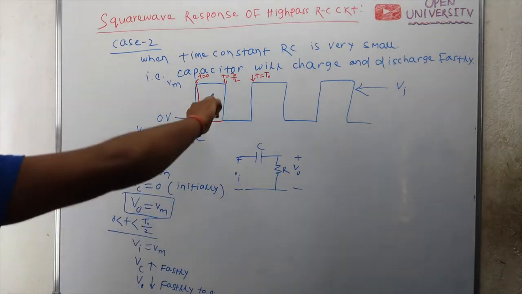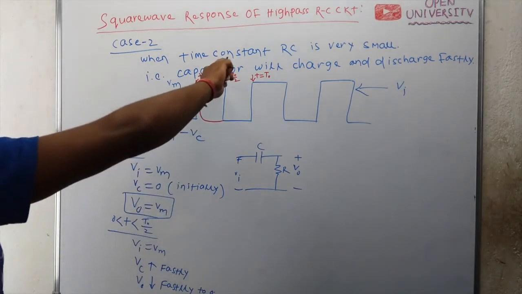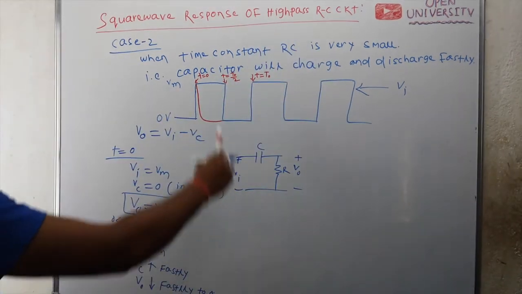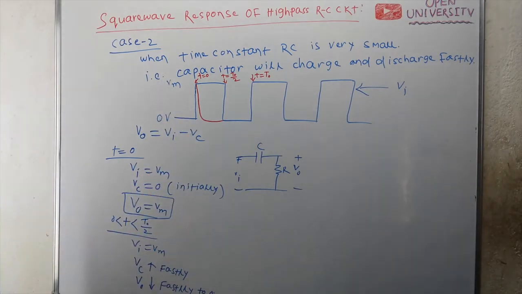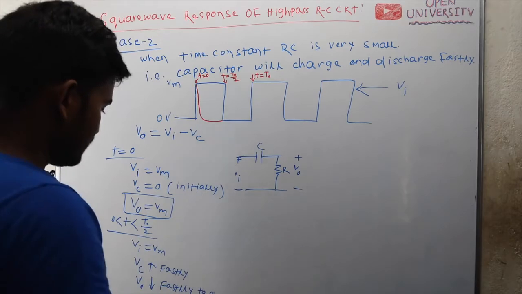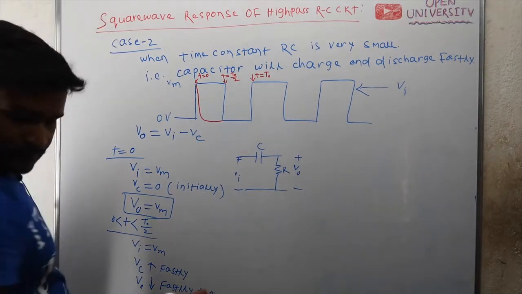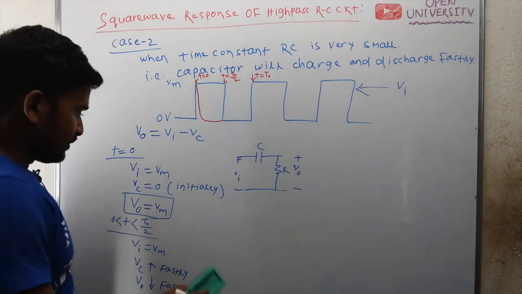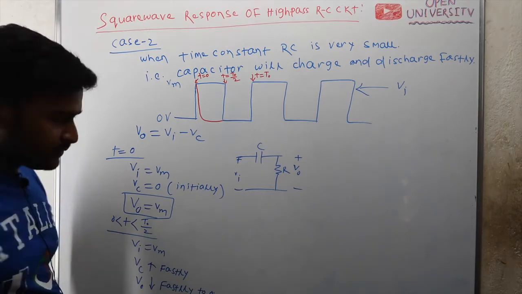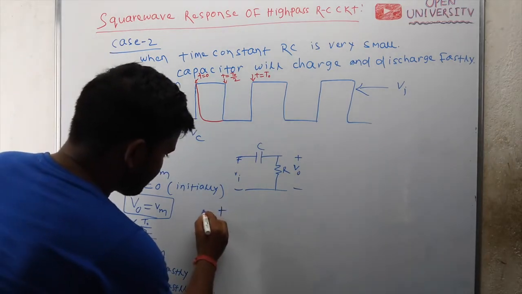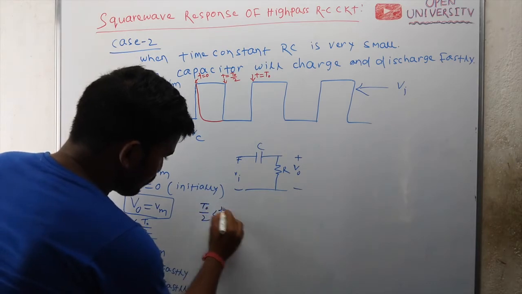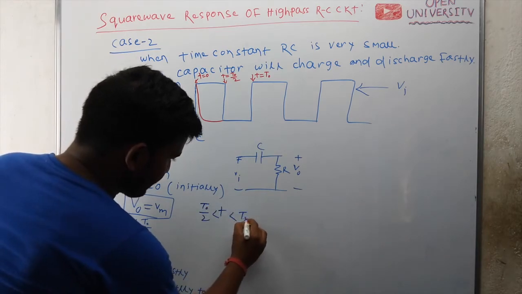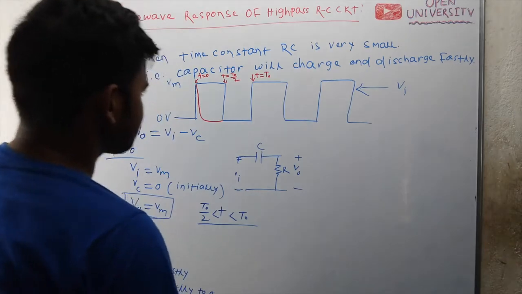Okay, capacitor voltage will increase fast to the maximum value of input voltage, so output voltage will decrease fast to 0. Okay, next understand when t is in between t naught by 2 to t naught, in this interval what happens?